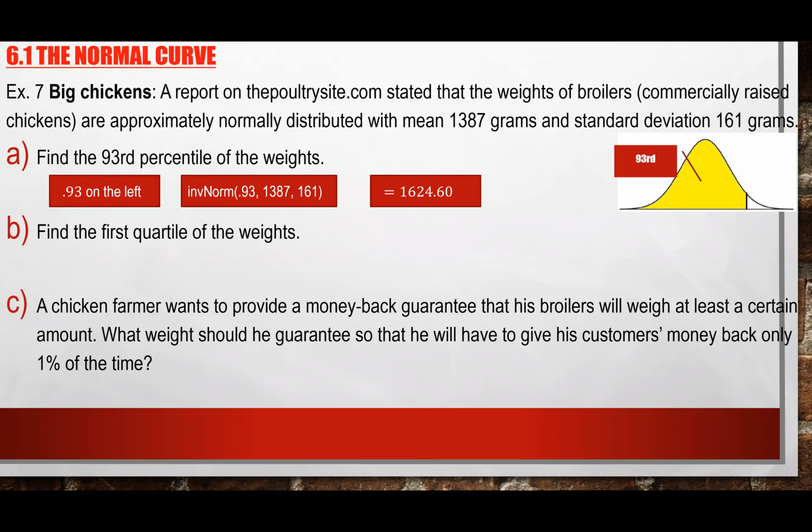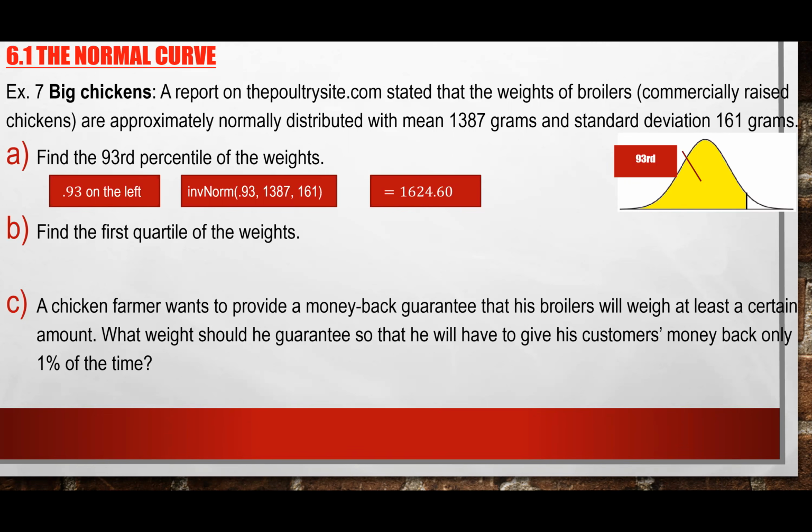For B, they say find the first quartile of the weight. So what is the quartile? Unlike percentile, for quartile we only divide the data into 4 regions or 3 slices. So quartile is basically the quarter: the first quarter, the second quarter, the third quarter, the fourth quarter.